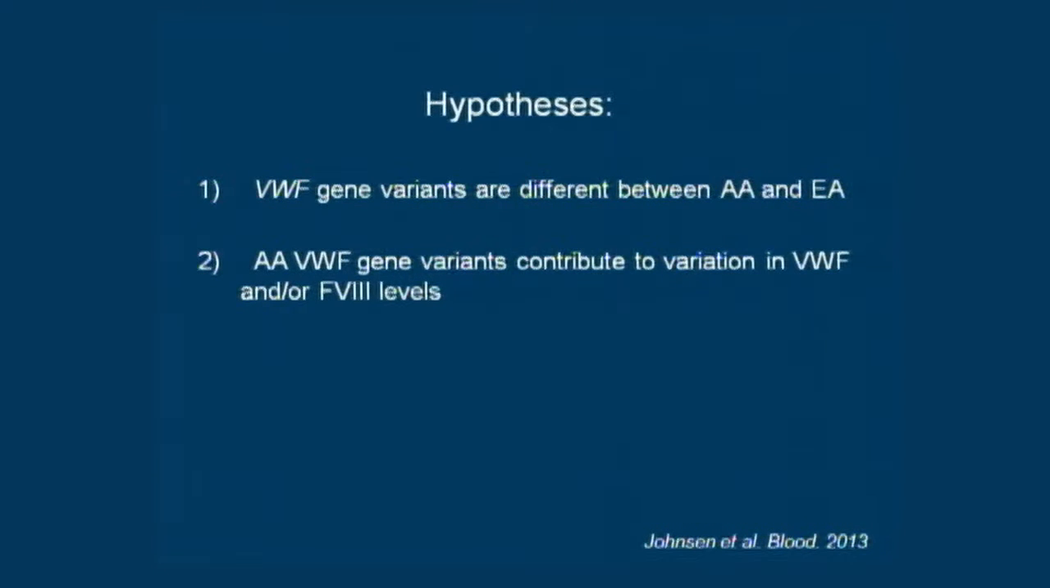So our hypothesis was pretty simple, which I like. We hypothesized that von Willebrand factor gene variants are different between African Americans and European Americans, which we felt pretty confident would be true given ancestry. And then the African American VWF gene variants are contributing to the variation in von Willebrand factor and/or factor VIII that we're seeing in African Americans.